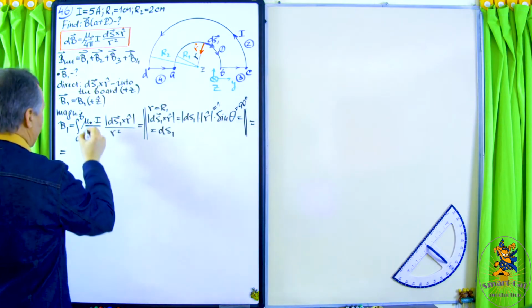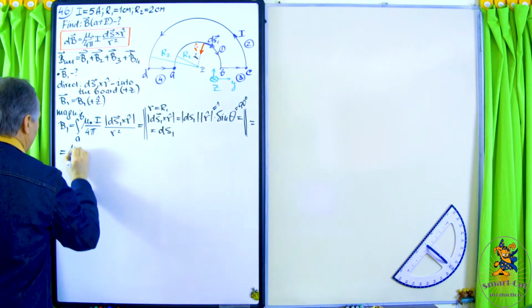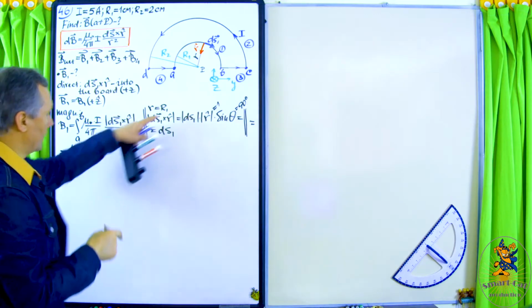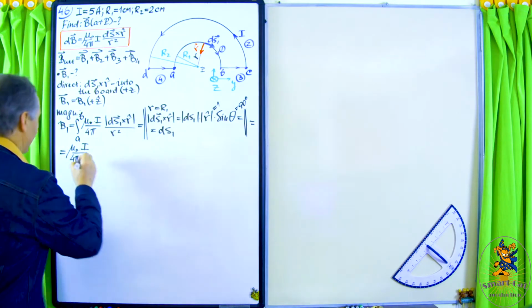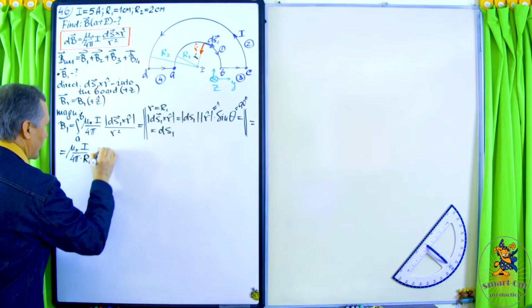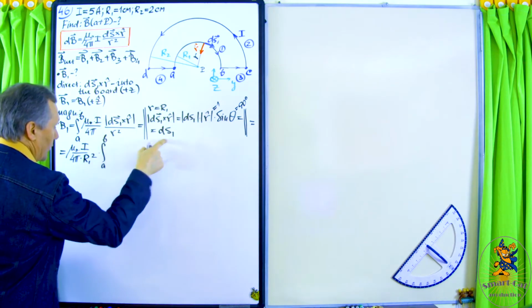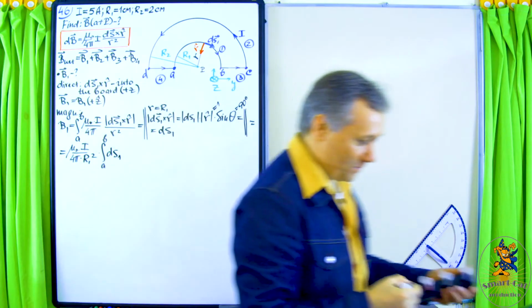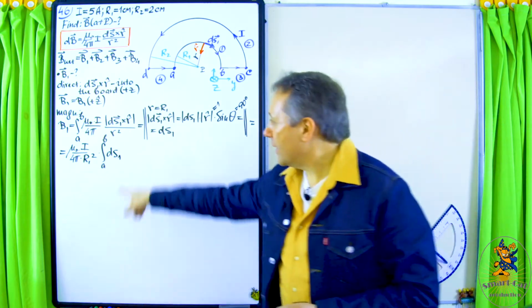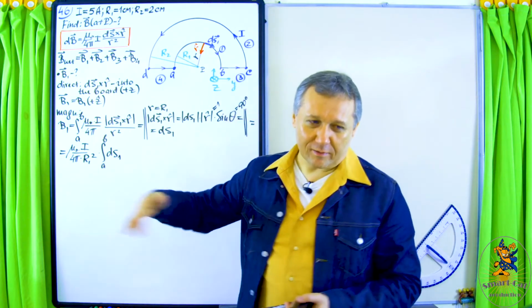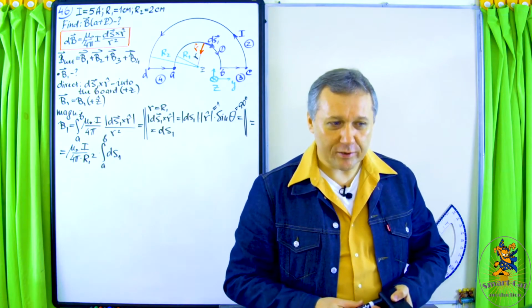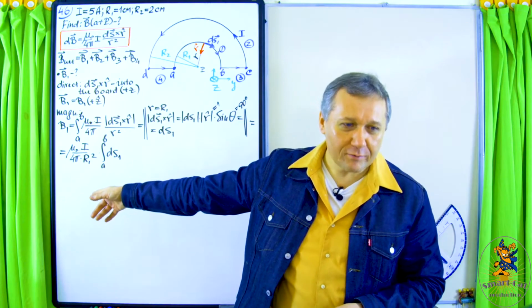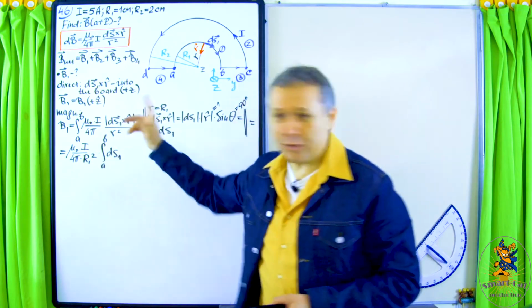So all these constants can be taken outside. So it will be mu naught times I divided by 4 pi and r squared. It's r1 to the power of 2, and the integral from A to B of ds1. Again, still, it's a complicated integral, right? You will learn how to do this integration in calculus 3, but your high school knowledge is enough to know the answer. What's the answer? What's the value of this integral?